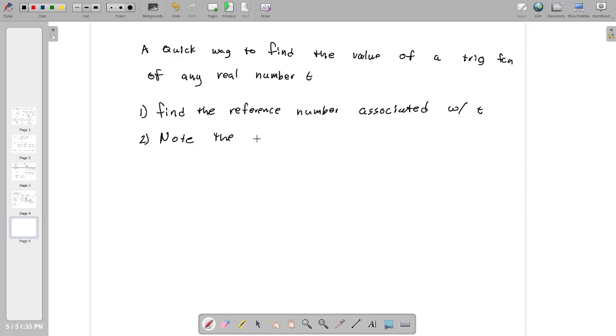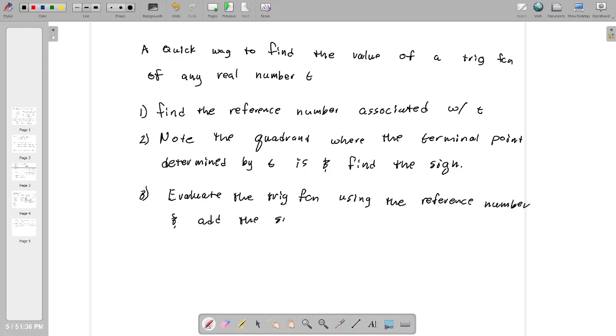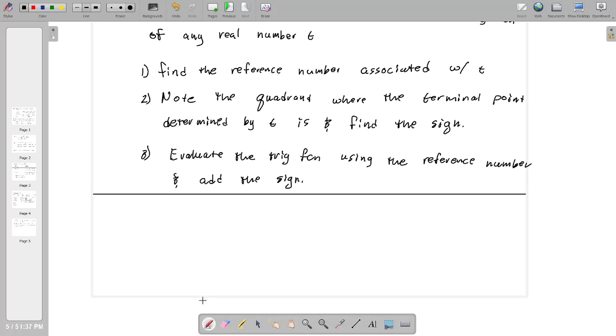2. Note the quadrant where the terminal point determined by t is, and find the sign. And 3. Evaluate the trig function using the reference number and add the sign. So this is actually how we generally find trig functions of t-values on the unit circle. We do it this way, but it's sort of inherent. We don't actually think about each step. We just kind of do them very quickly. I'll show you exactly what I mean with this example here.